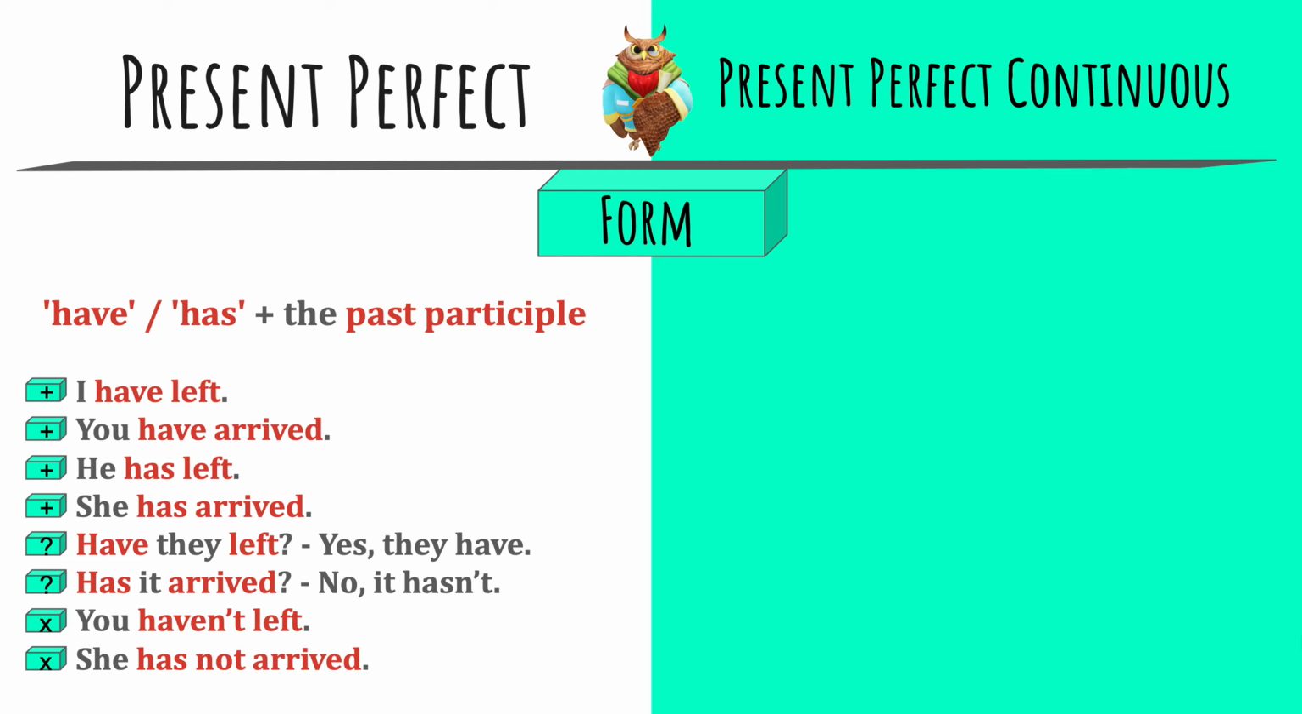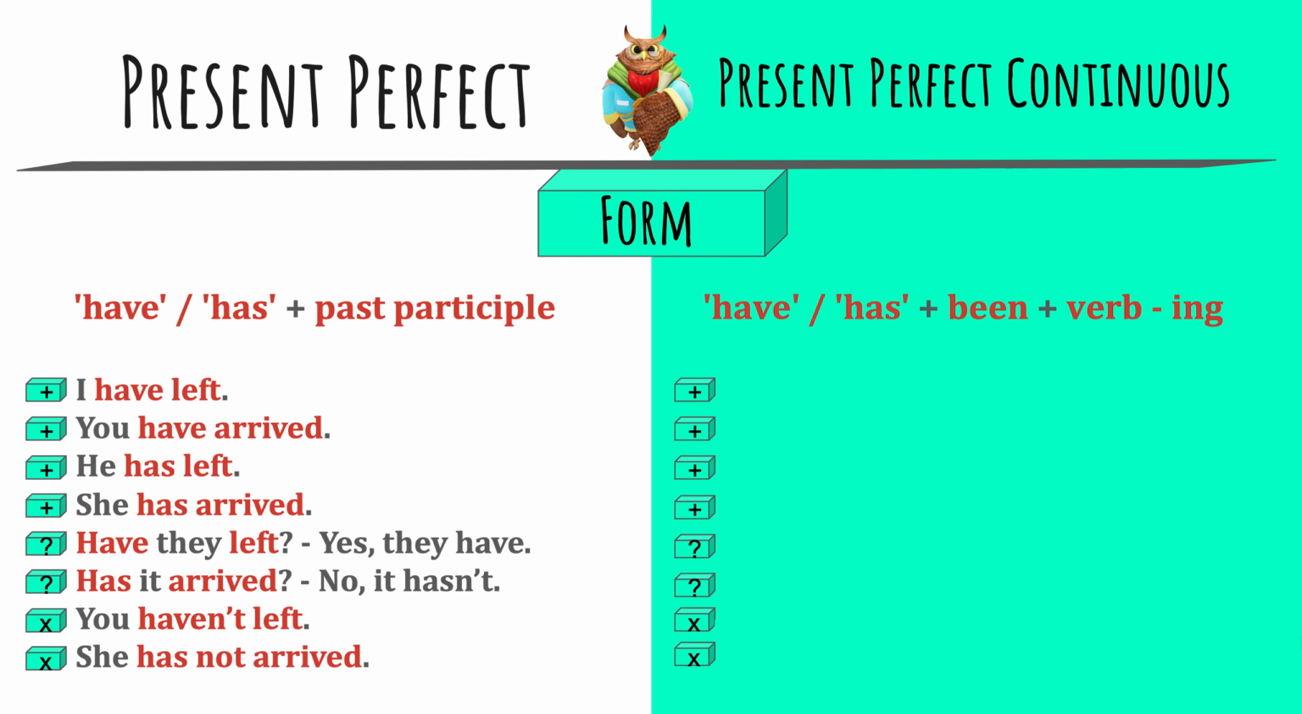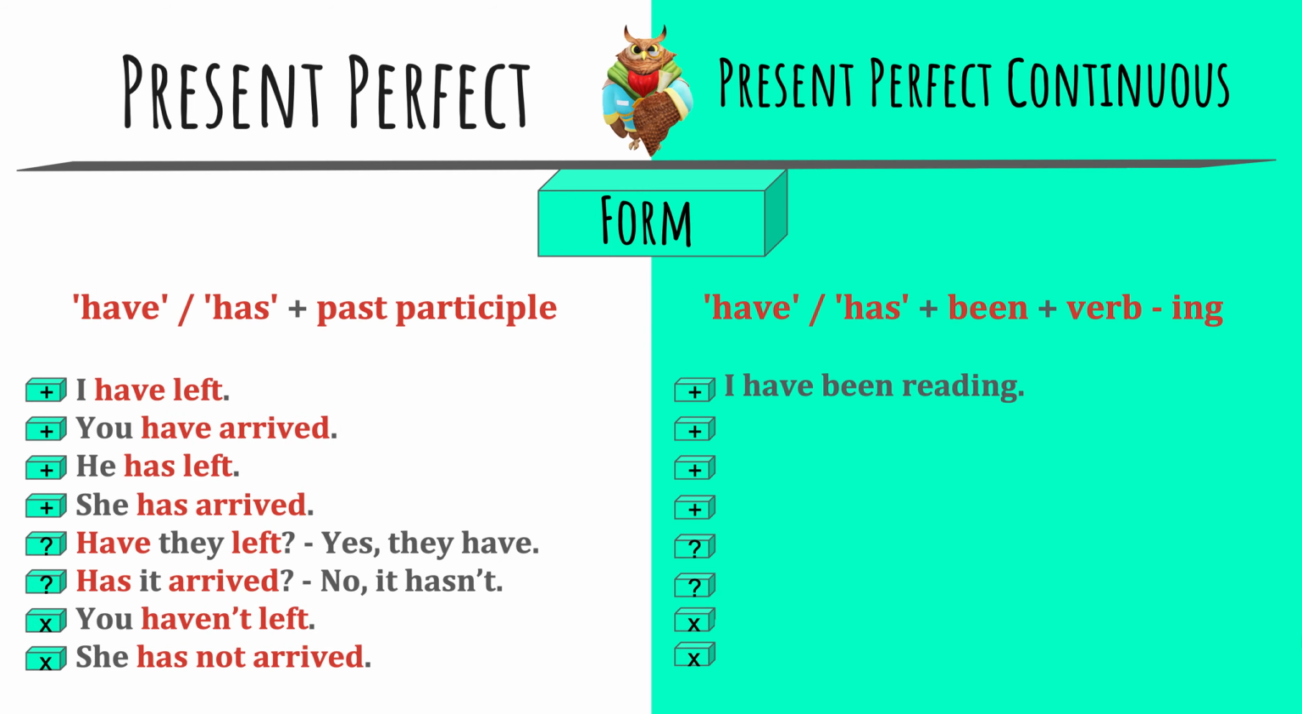And now let's take a look at present perfect continuous. We form this tense using again the same auxiliary verb have or has plus been plus the verb with an ing ending. Has been doing or have been going and so on. Let's take a look at the examples. I have been reading. You can see here an auxiliary verb have or has plus been plus the verb read with an ing ending.